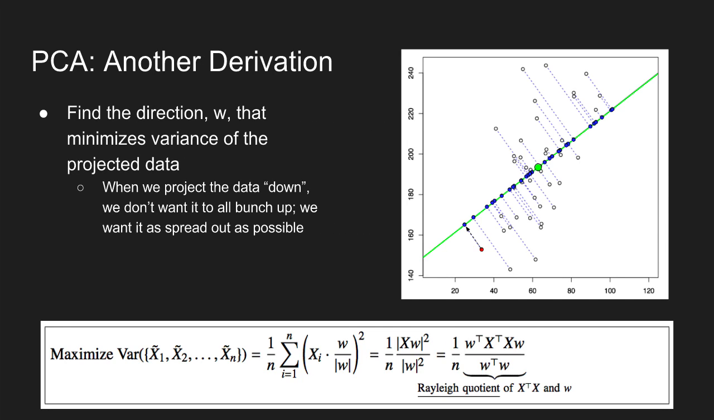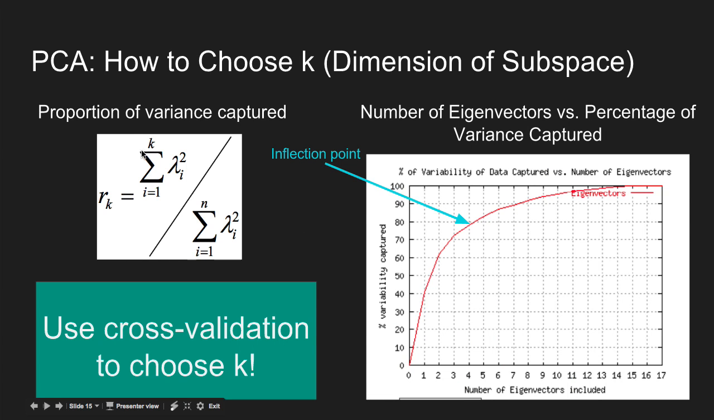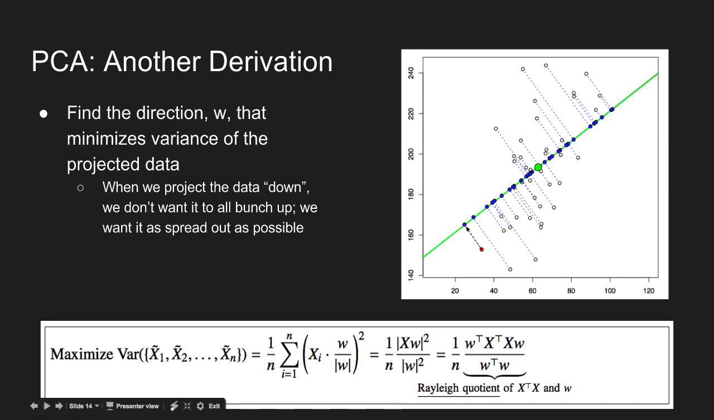So here's another derivation, another way to look at PCA. This is kind of a messy formula, but don't worry about it. Basically, when I'm doing PCA, I'm trying to find a direction W that maximizes the variation of the projected data. Typo, sorry. Find the direction W that maximizes, not minimizes, the variance of the projected data.